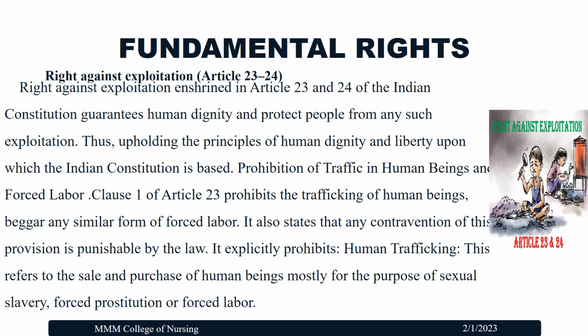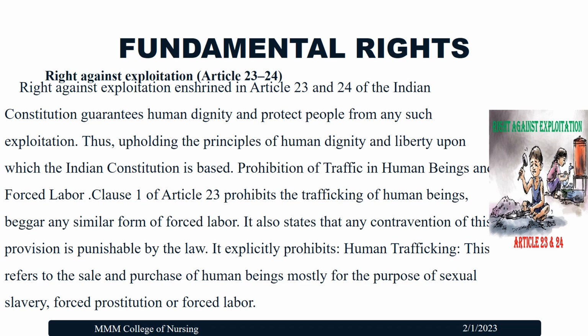The next one is right against exploitation. Right against exploitation, enshrined in Article 23 and 24 of the Indian Constitution, guarantees human dignity and protects people from any such exploitation, thus upholding the principles of human dignity and liberty upon which the Indian Constitution is based.